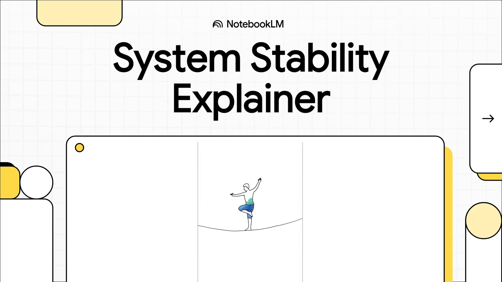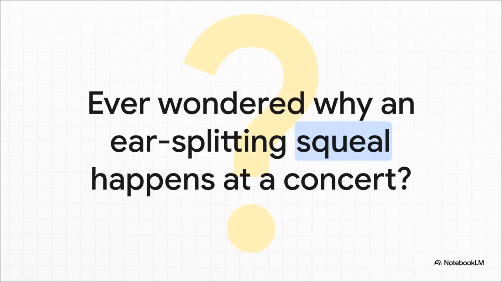Welcome to The Explainer. Today, we're diving into what makes our electronic and digital systems stable. We're going to peel back the layers of signal processing to figure out what separates a clean, reliable signal from, well, total chaos.